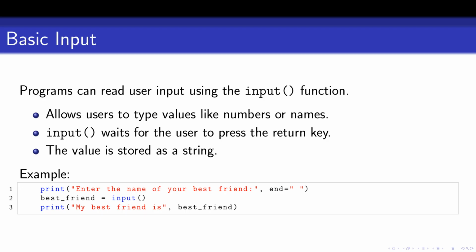In this example, we prompt the user to enter the name of their best friend, store it in the variable best friend, and then print it out. This simple interaction makes your program feel alive. You can now build programs that respond to the user, instead of just displaying hard-coded results. One thing to remember: input always comes in as a string. So if you're planning to do math with it, you'll need to convert it, which we'll cover in the next slide.